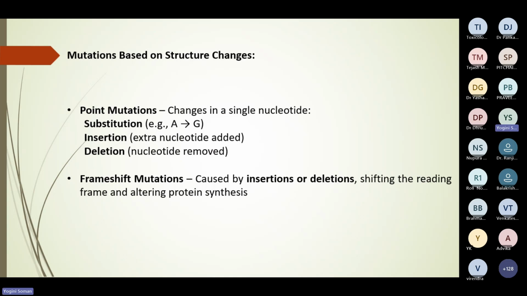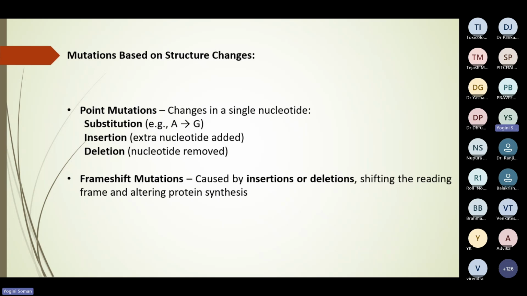Then the second is mutations based on the structural changes. First is a point mutation. Point mutation means changes in a single nucleotide. There are three subtypes in the point mutations. First is the substitution, for example, A to G substitution. Then the insertion means an extra nucleotide is added, and in the deletion, the nucleotide is removed.